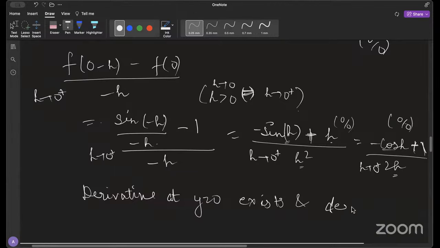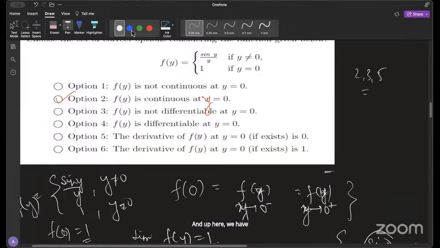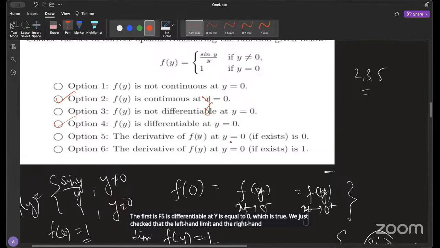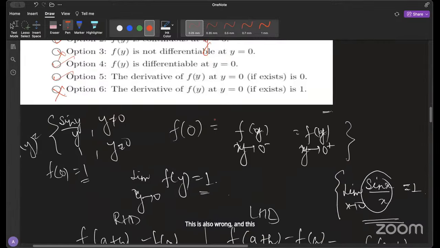And the derivative is 0. Up here, we have options. First, fy is differentiable at y equals 0, which is true. We just check that the left hand derivative and right hand derivative at 0 are the same. And the derivative of fy at y equals 0 is 0. This is also correct. And this one is then obviously wrong. This is also wrong and this is also wrong.